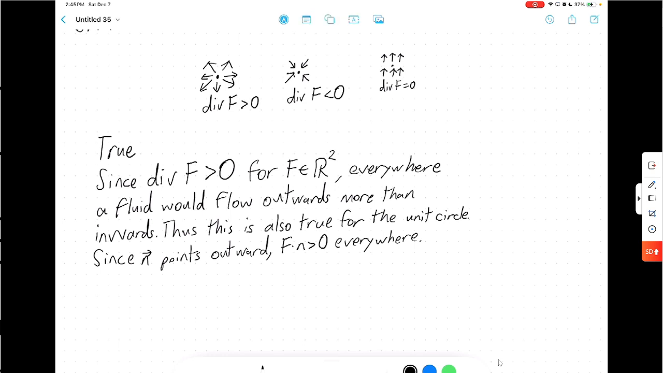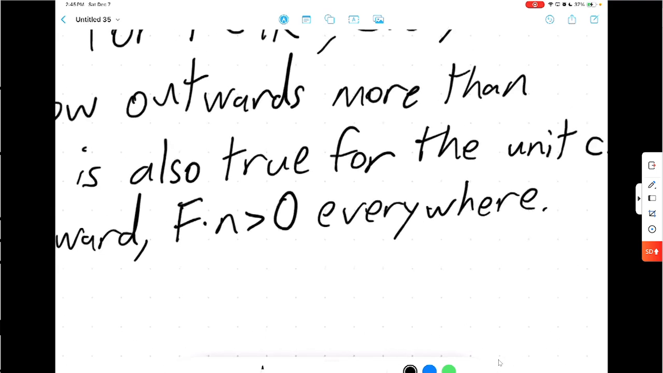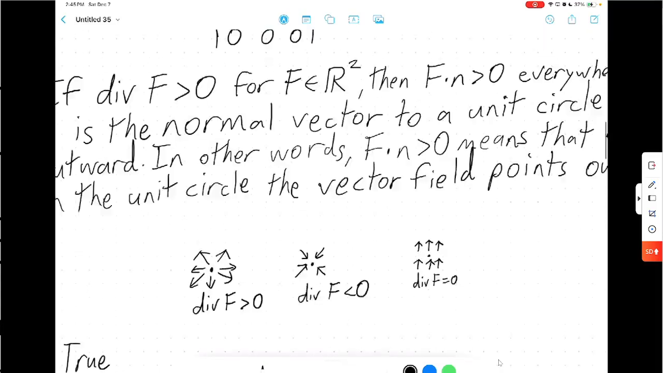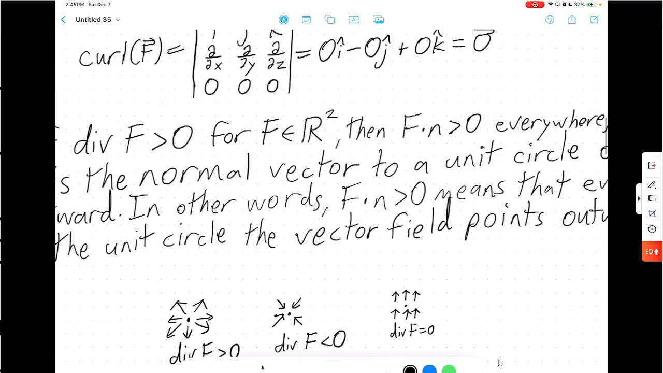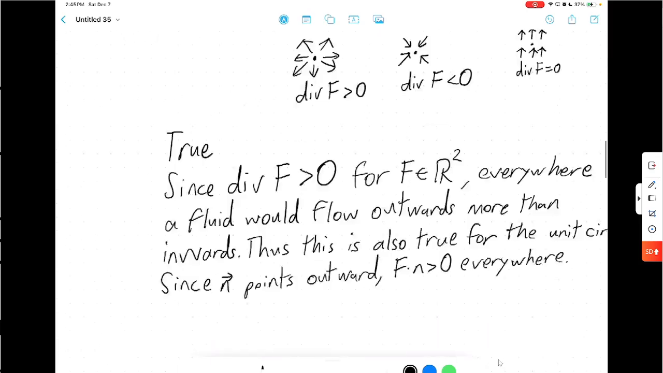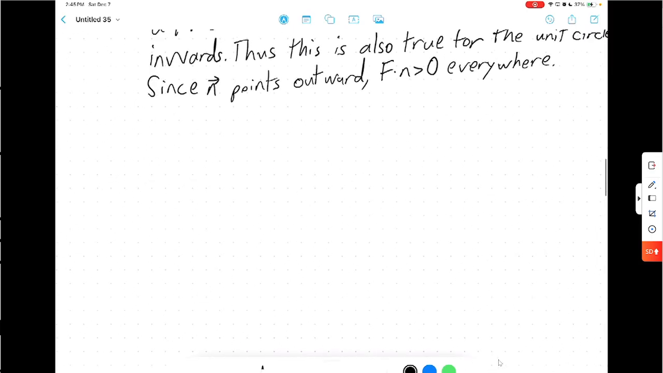Wait, why doesn't f equal 0 fit into that category? F equal to... It's not... Okay, you got it? Yeah, because div f is bigger than 0 here. All right, I'm going to move on to C.